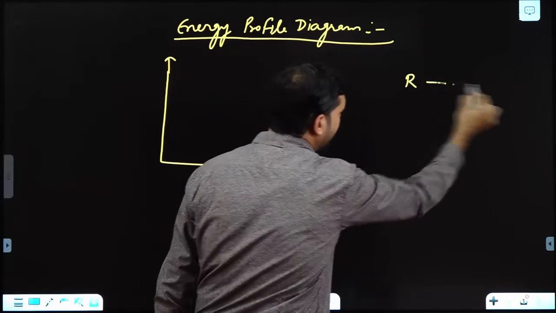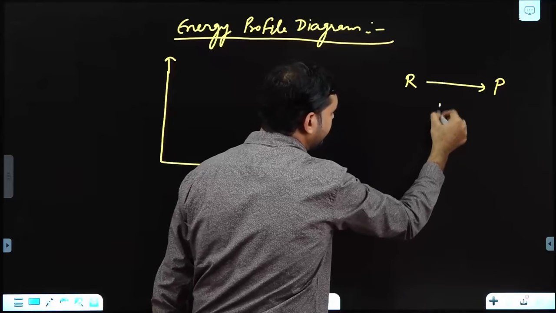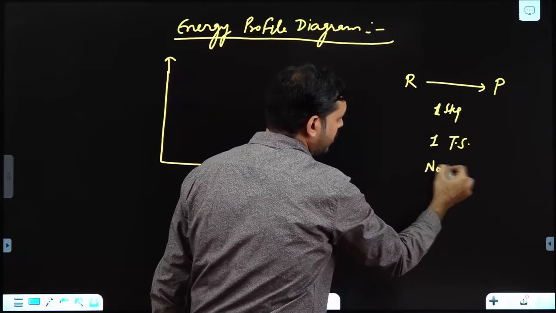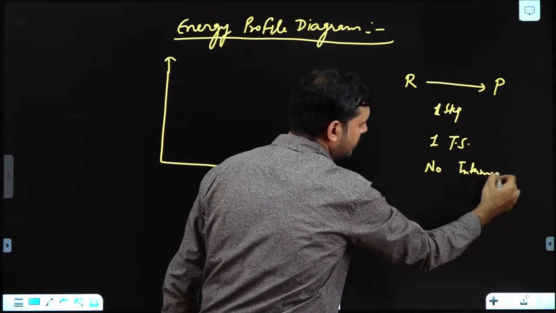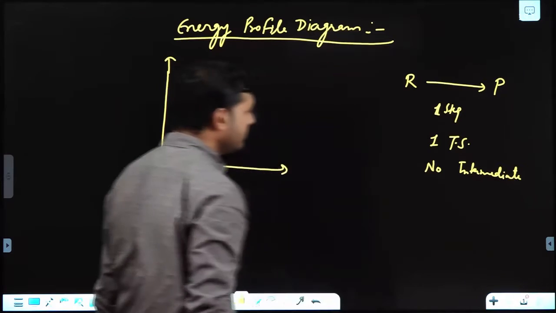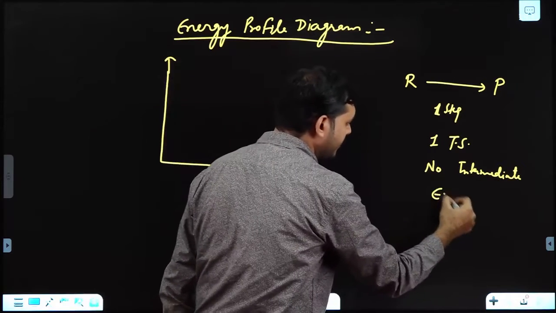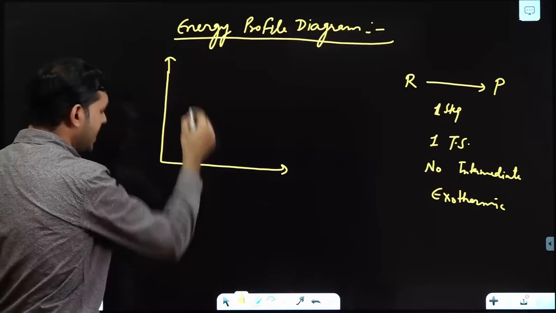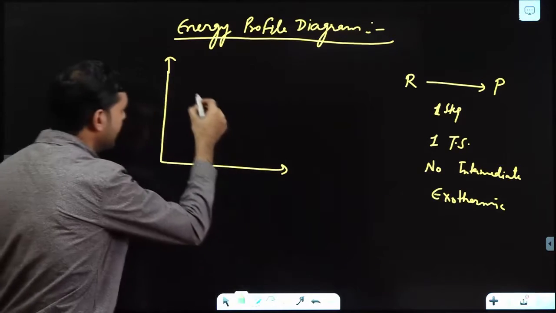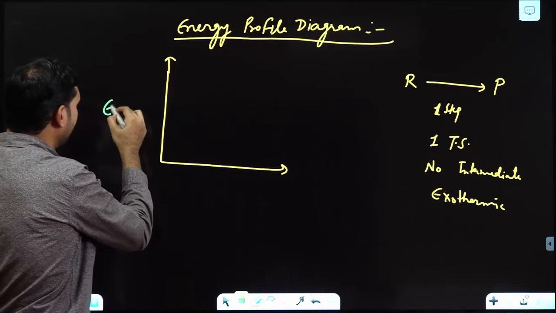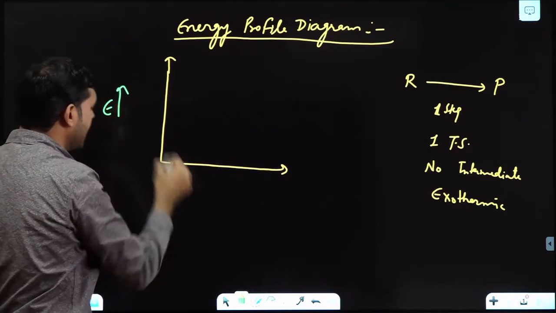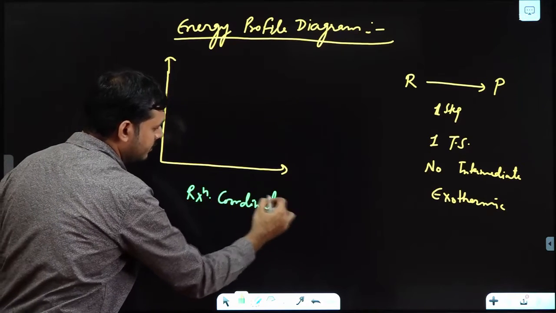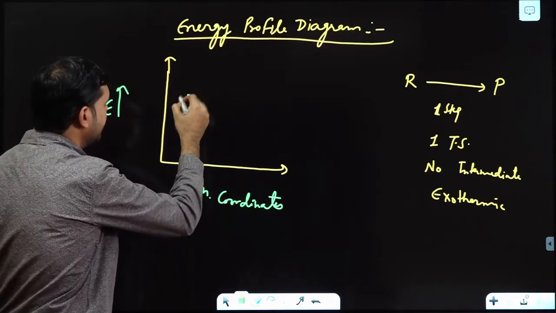The reaction is conversion of R to P, one step, one transition state, no intermediate. Okay, and suppose I am telling you the reaction is exothermic. Now when you say the reaction is exothermic, it simply means earlier this is your energy. Okay, and this is your reaction coordinate. Suppose this was the energy of the reactant.